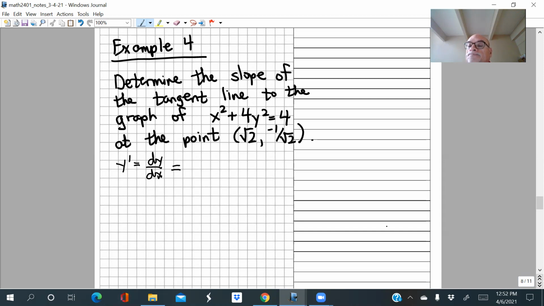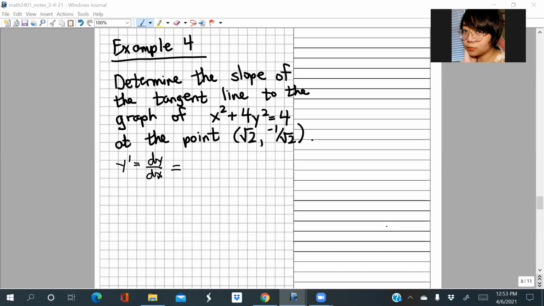So we don't want to take too long. If you don't get through all of the parts of differentiating both sides of the equation, that's fine. We can fill in those pieces as we go.